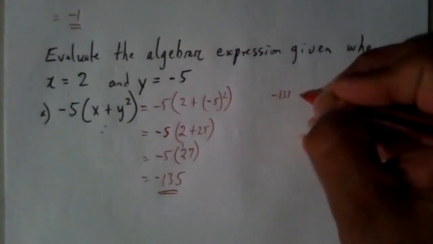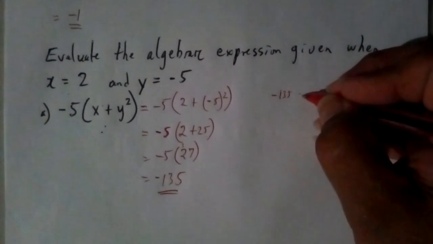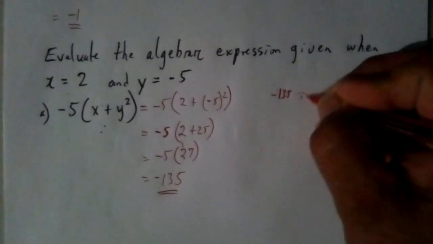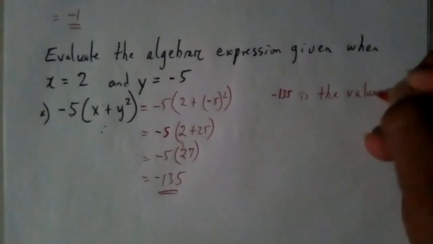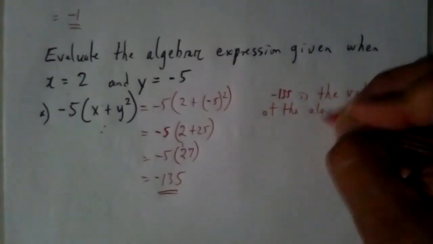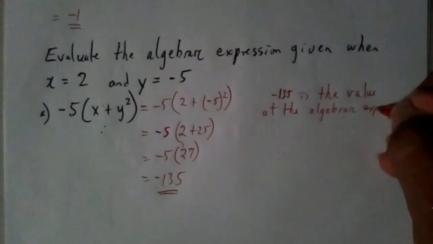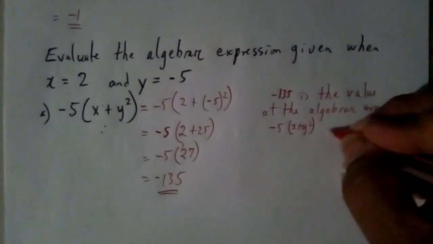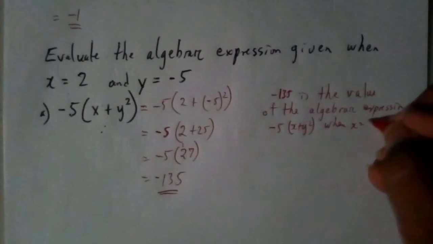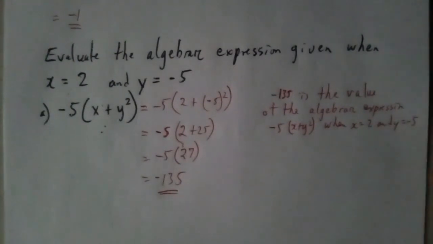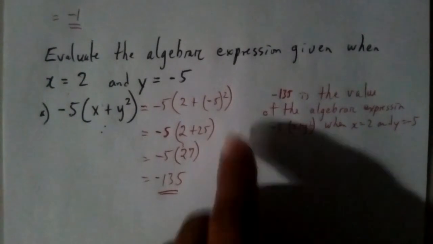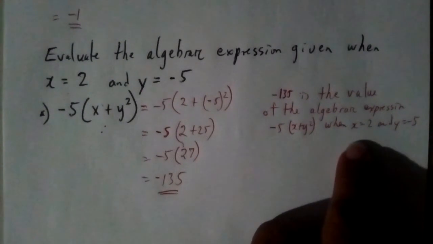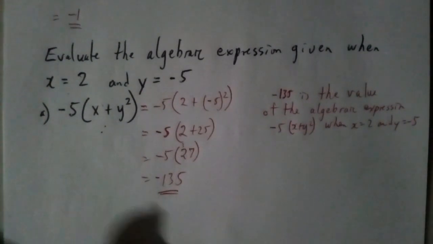Negative 135, all right, you can put negative 135. So we can conclude negative 135 is the value of the algebraic expression negative 5 times the quantity x plus y squared when x equals 2 and y equals negative 5. So that is what we can conclude, that negative 135 is the value of the algebraic expression when x equals 2 and y equals negative 5. That is what we can conclude.